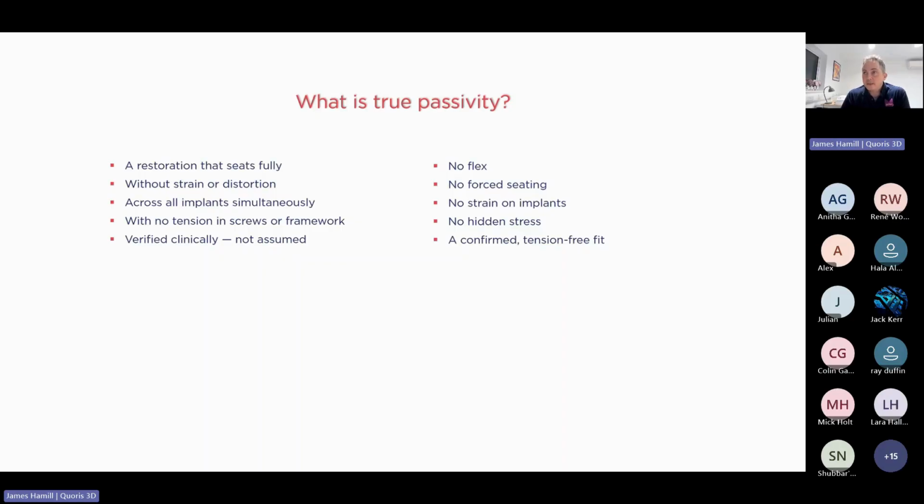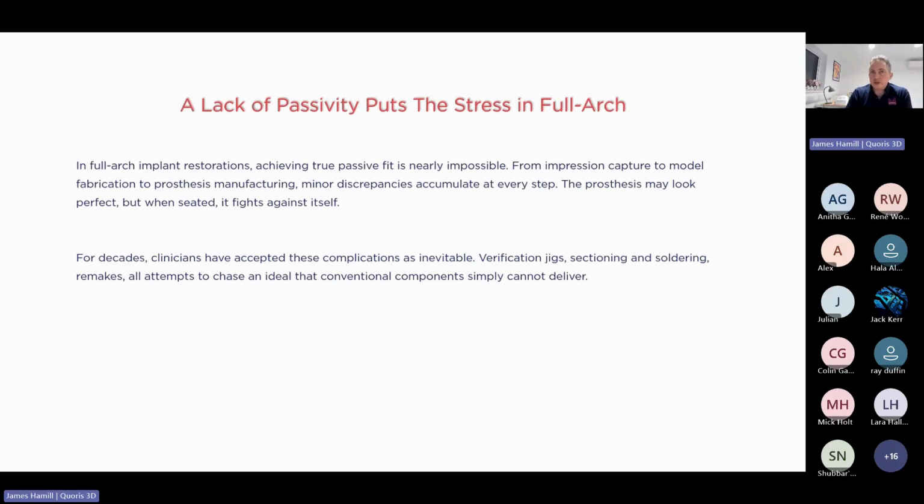And you ideally don't want to feel any tension in the screws. One way to check if passivity is there is whether there is tension in the screw as you're screwing the bridge or the framework into place. So you shouldn't really find that there's any hidden stress in there. It really needs to be verified clinically and not assumed that it is just going to happen. And ideally we want to confirm a tension-free fit. That's what we're ideally looking for, but it's not easy to achieve, okay?